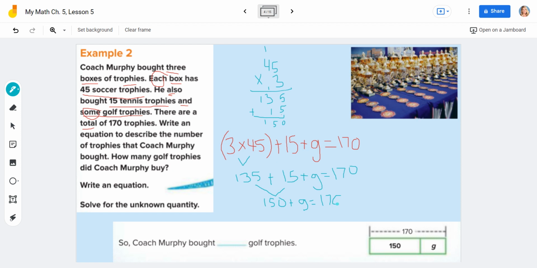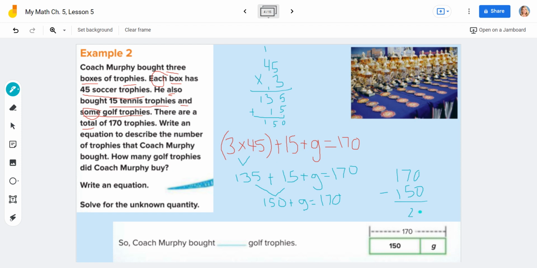Now, they gave you a bar diagram down here to show you what we're talking about. They wanted to model, okay, my total is 170, but I can only see part of it. I can only see 150. So how am I going to find what's missing? Anytime I have something missing in an addition problem, I need to subtract. Hopefully you said subtract. So put your big number on top and subtract.